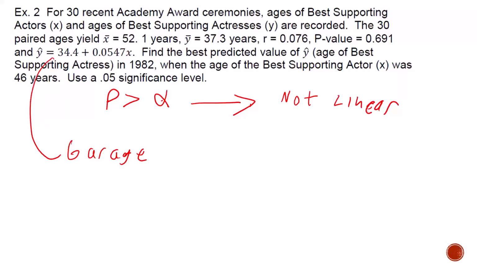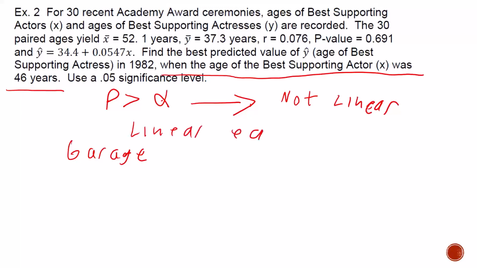So if you have to make a prediction, since the two values aren't correlated, right? If I say I have a friend, Steve, you don't know anything about him. What do you guess his height is? You're going to guess the mean. So it says predict the age of the best supporting actress in a particular year, given that the best supporting actor was a particular age. The linear equation is garbage, right? So we don't use that. I wrote garage, my bad.